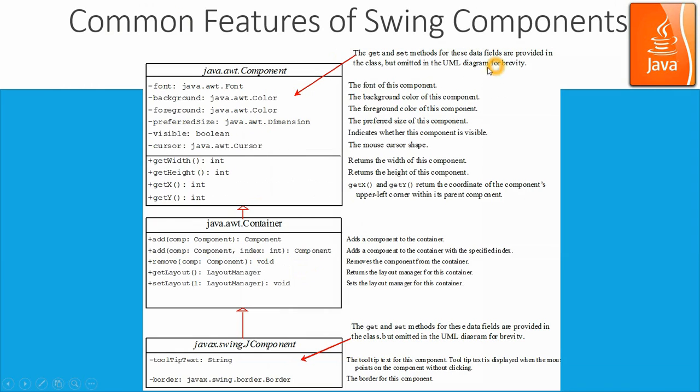Common features of Swing components. The common features for Swing components include font, background, foreground, preferred size, visible, cursor, width, height, location x, y. These are from the AWT Component. And also for containers, you have add, remove, getLayout, setLayout. These are for the containers. And for JComponents, you have tooltips. Tooltips are some warning or information string that shows up on the button or a certain function. Or border, which is the style of the button border. And for detailed information, it's listed down right here.